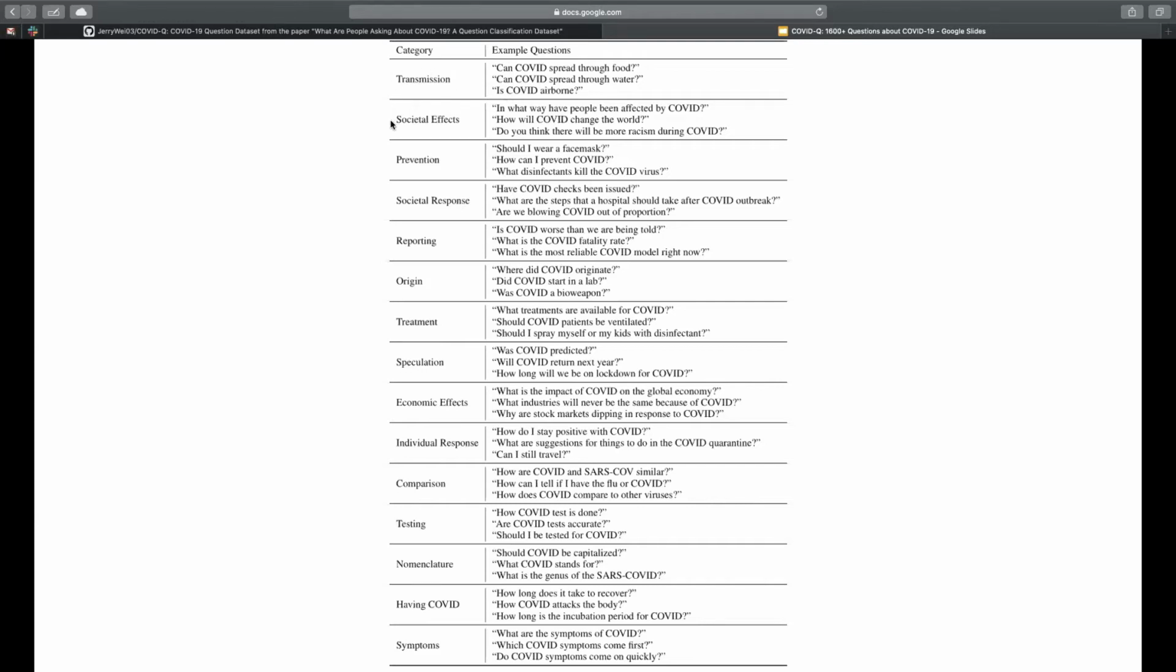Similarly, in the societal effects category, the questions are, in what way have people been affected by COVID? How will COVID change the world? And do you think there will be more racism during COVID? These all refer to how COVID will affect society, so they are placed in the societal effects category. You can go down the rest of the table and see example questions for each of the categories to get a better sense of how we've defined each category.